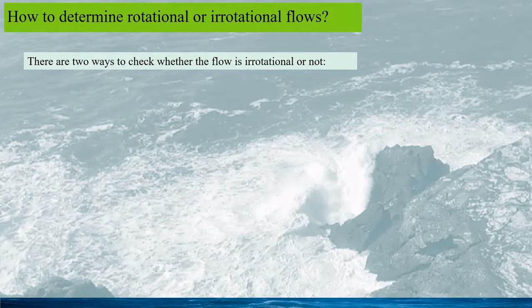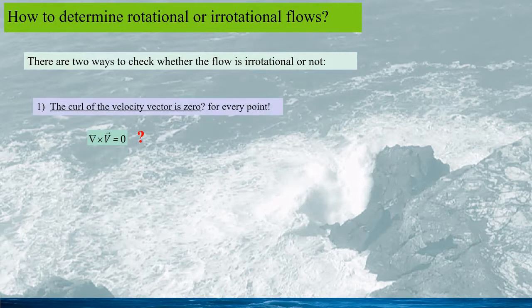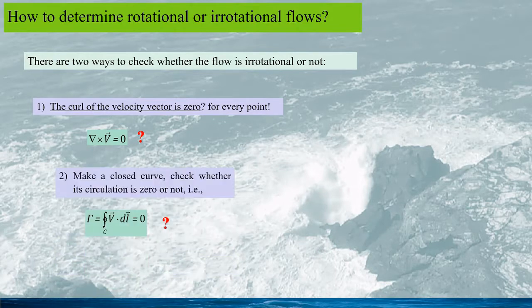In reality, how can we tell which flow is rotational or irrotational? Generally, there are two ways to check whether the flow is irrotational or not. The first one is checking whether the curl of the fluid velocity vector is 0. The second way is to make a closed curve, any closed curve in the fluid if you like, and check whether the circulation is 0.